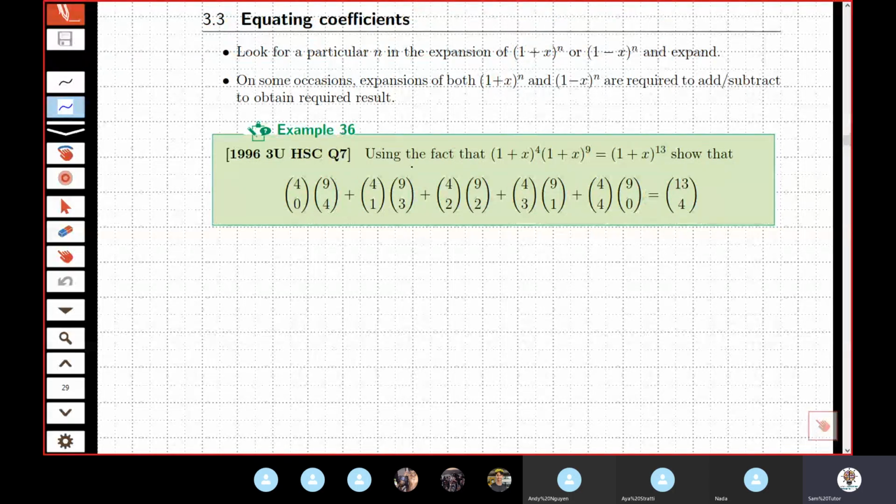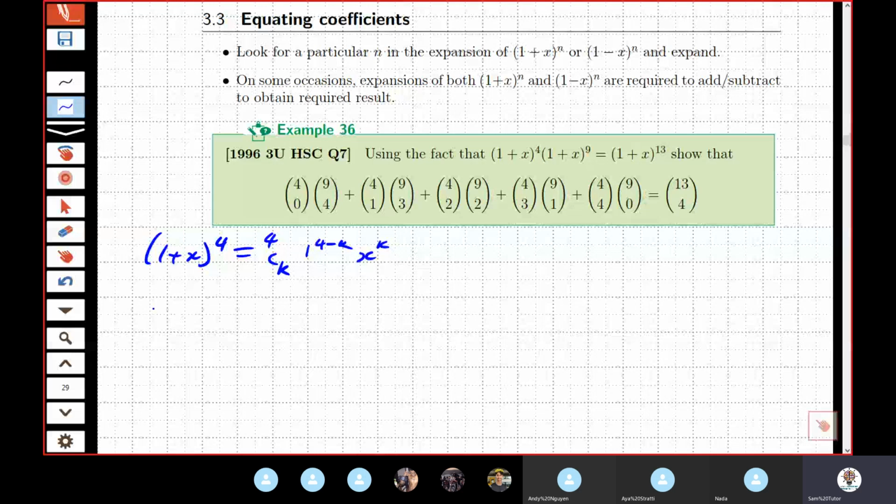Okay. Using the fact that (1 + x)^4 times (1 + x)^9 is (1 + x)^13, show this fact. Now, by now, we know what (1 + x)^4 is when it's expanded. To expand that, (1 + x)^4 becomes 4 choose k, 1 to the 4 minus k, and then x to the k. We agree with that?